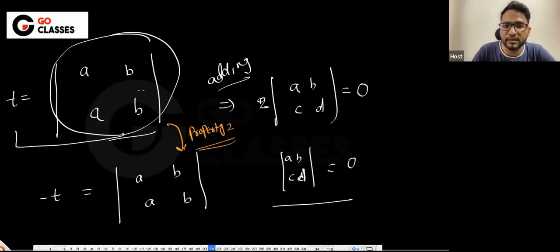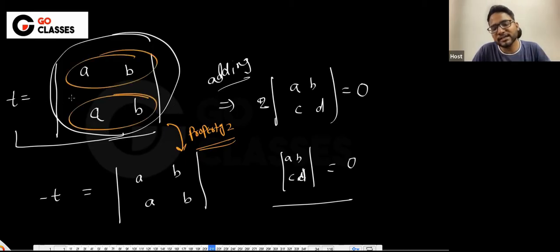Arpan is saying he got confused. See, T is this determinant, and then you just need to exchange this row with this row. If you exchange these two rows, the determinant remains the same but the sign gets changed, right? This will be minus T. And then if you add them, the final quantity will be 0. This is 2 times A, B, C, D equal to 0. Is this clear to everyone, or is there any confusion?